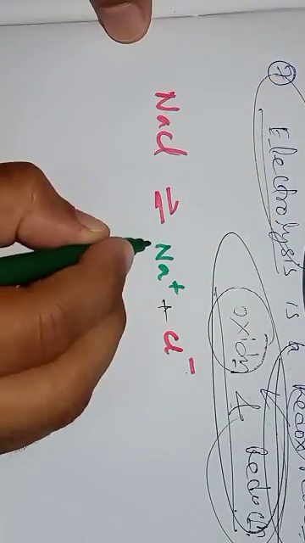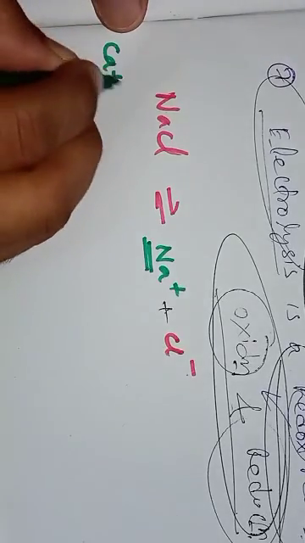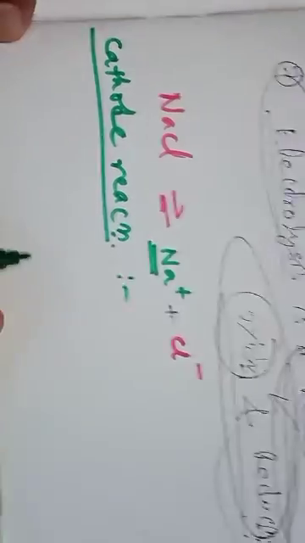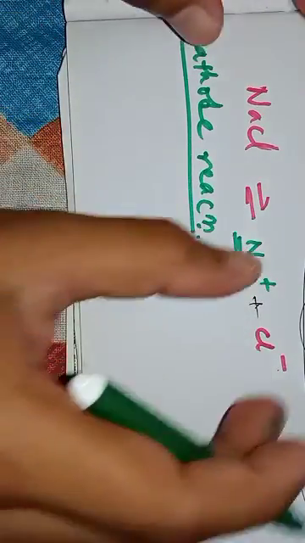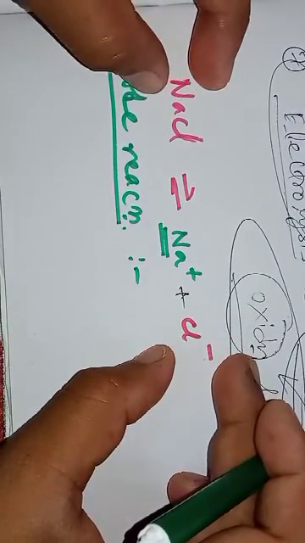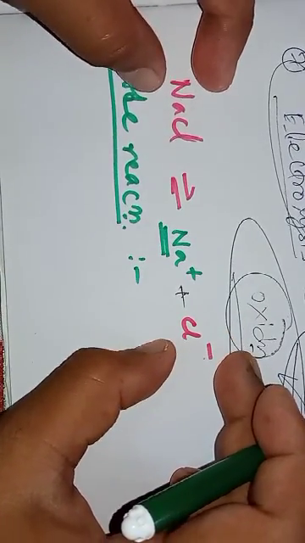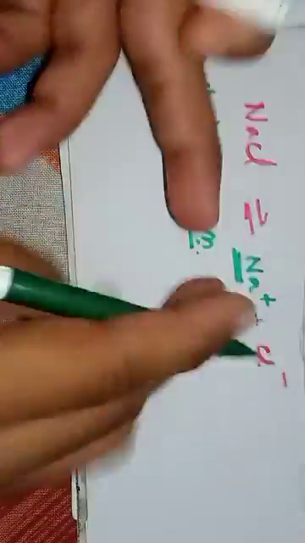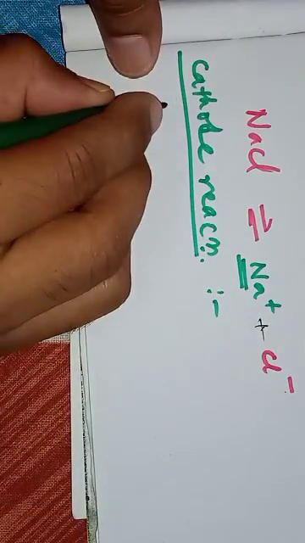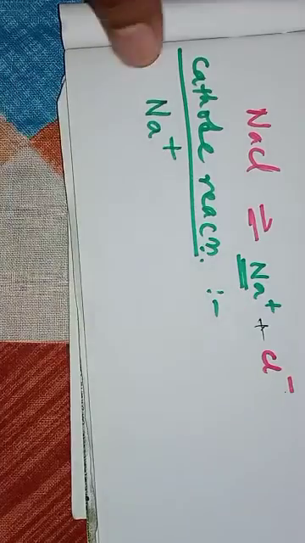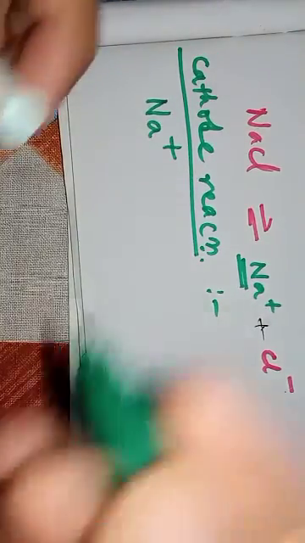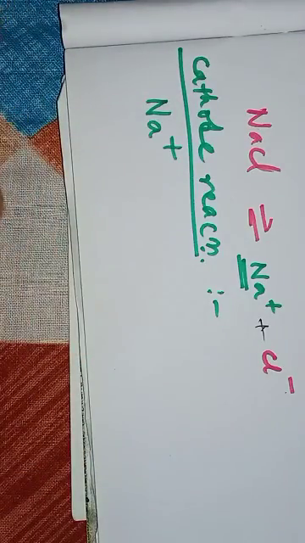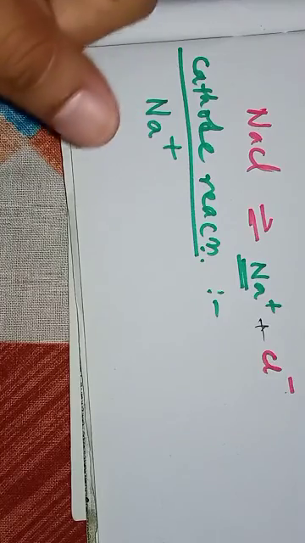What will happen? Na plus is a cation, so definitely it will move towards the cathode. So I'm writing the cathode reaction. This is how you write. First you write the dissociation reaction over here. Then you write the cathode reaction or the anode, as you choose. So I'm choosing cathode because cathode is first, cation is first. So cathode reaction, Na plus will move. Now what will happen over here? I told you in the previous video that cathodes are donators. They donate electrons. Why? You will understand now.